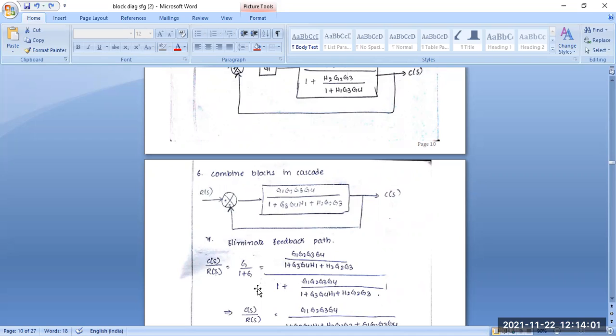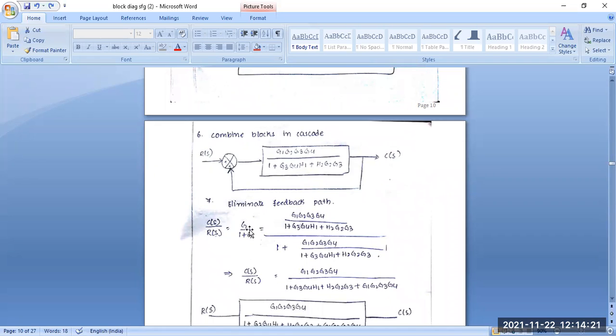That's why it is G by 1 plus G. So the equation is coming. That means G1, G2, G3, G4 by 1 plus G3, G4, H1 plus H2, G2 and G3. These are basically G by 1 plus G. That means these are basically the equation for the unity feedback system.